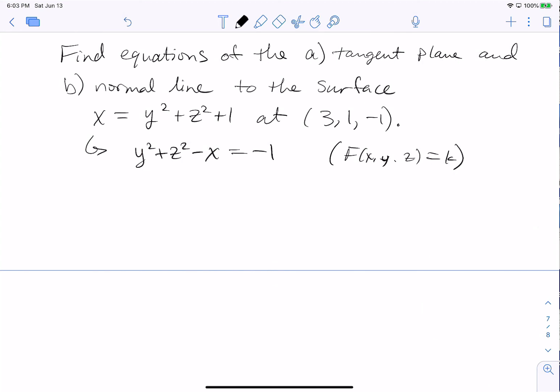With that in mind, I'd like for you to pause the video and go ahead and come up with the equations of the tangent plane and the normal line.